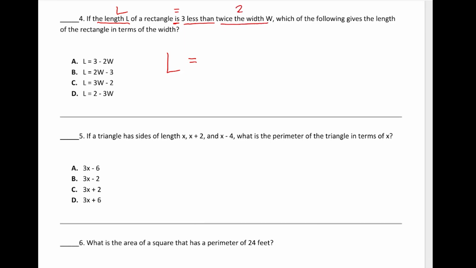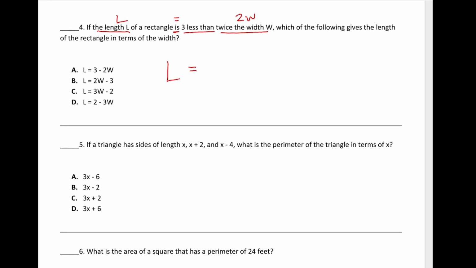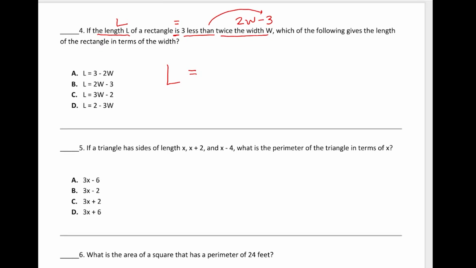So twice the width would be 2W, but if it's 3 less than that, and this is probably the trickiest part of the whole thing, we actually want to subtract 3 from twice the width. And even though in English you say 3 less than before you're saying twice the width, algebraically you would subtract the 3 afterwards. So our answer is B.